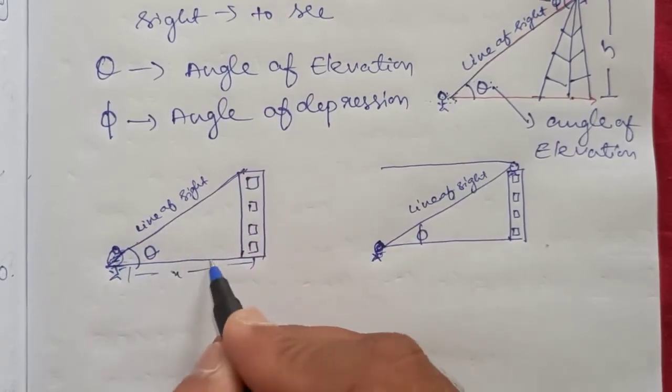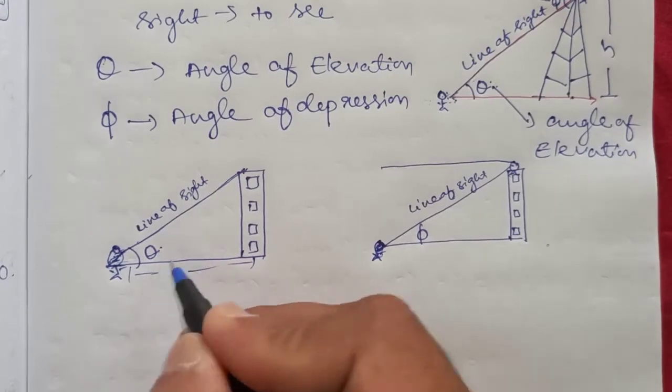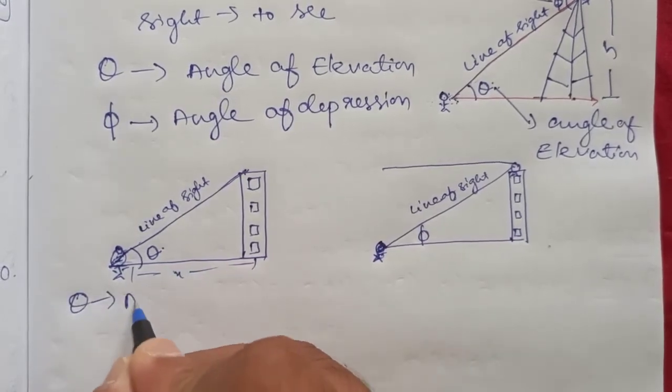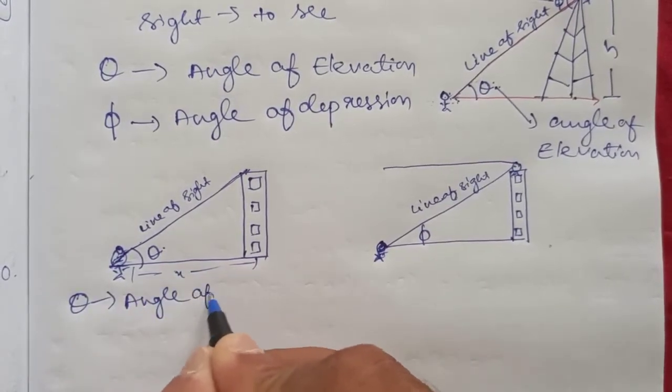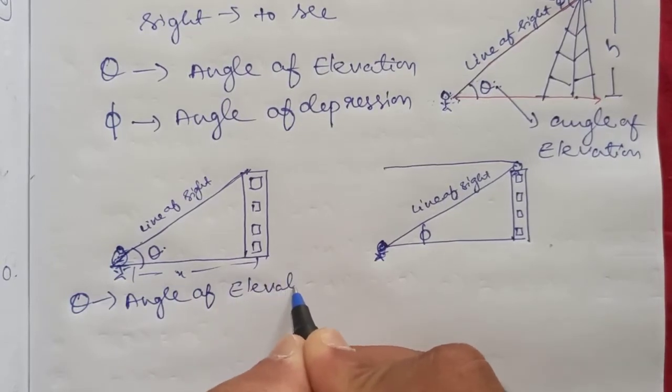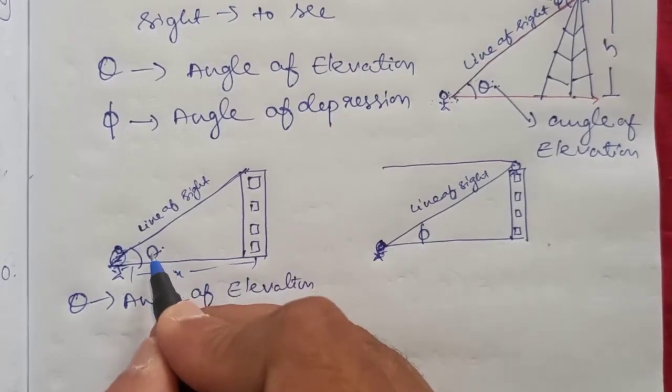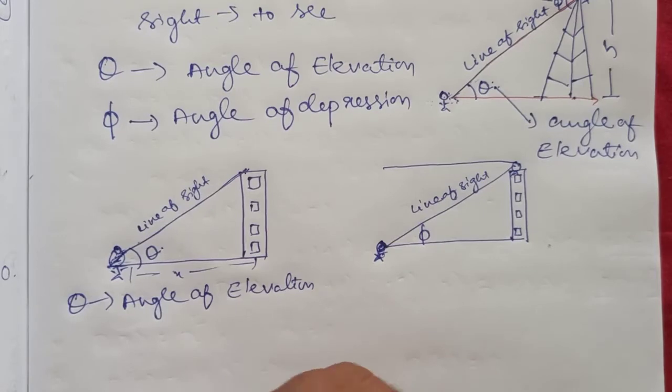This is a horizontal line, and this angle theta is taken as the angle of elevation. Okay, this angle theta is taken as the angle of elevation.